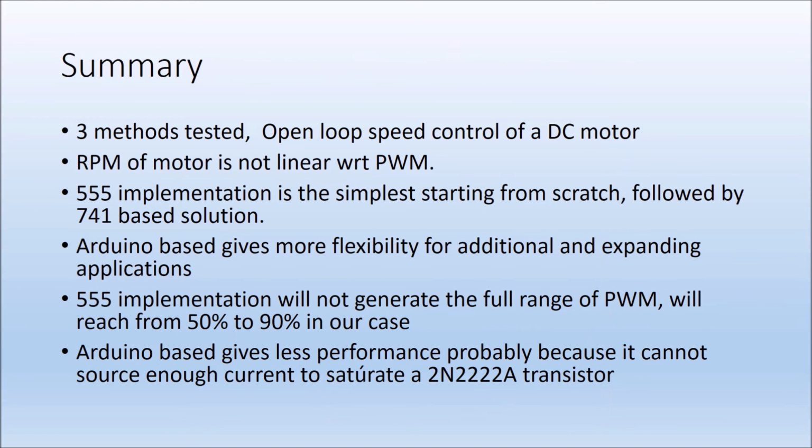Summary. We have tested three methods of open loop speed control of a DC motor. The RPM of the motor is not linear with respect to the pulse width modulation. The 555 implementation is the simplest starting from scratch, followed by the 741 solution. Arduino-based PWM gives more flexibility for additional and expanding applications. And if you have an Arduino already, it's easier and faster to implement.